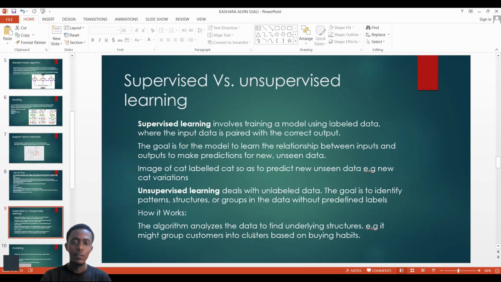But then unsupervised learning deals with unlabeled data. The goal is simply identifying patterns, structures or groups in data without predefined labels, for it doesn't work with labeled data. How it works: the algorithm itself analyzes the data to find the underlying structures. Let me think of an algorithm in unsupervised learning: clustering. It groups customers into clusters based on their buying behaviors, or how they pay. So it groups data.